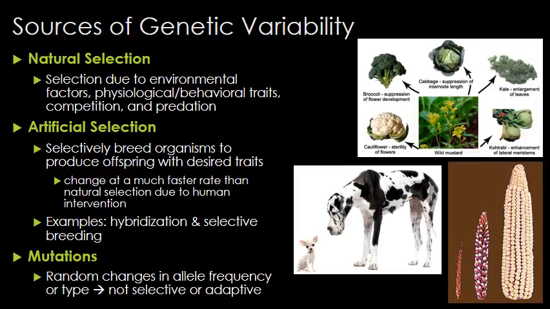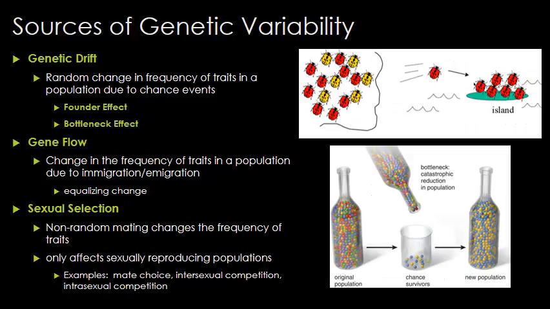Mutations are a major source of variation, but it's a random change. It's not selective, it's not adaptive, but it creates a lot of variation. Genetic drift is another source of genetic variability. It's a random change in frequencies due to chance events.